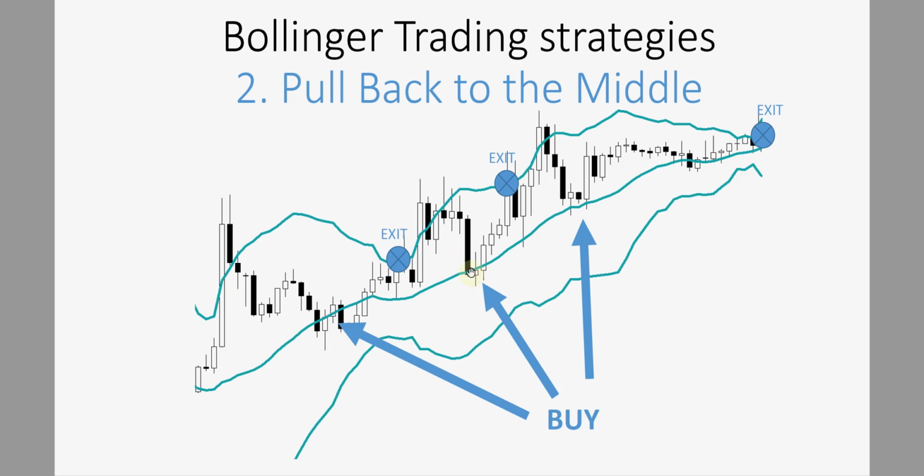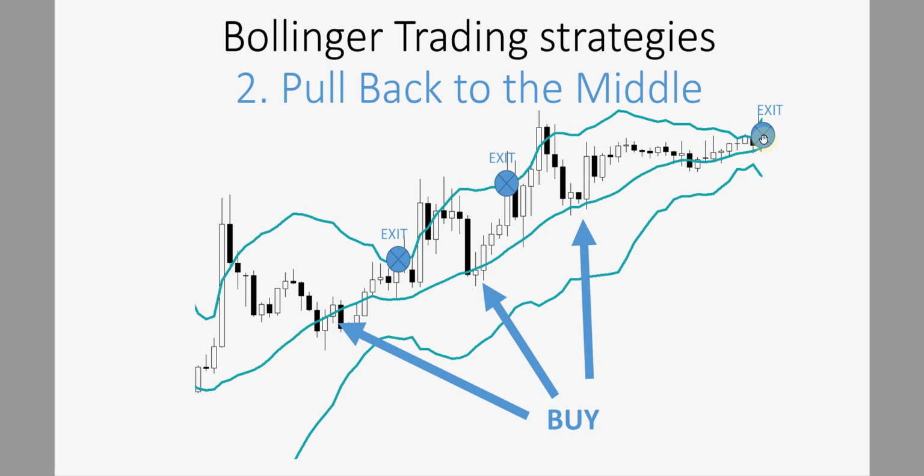Up move, pullback, buy. Up move, pullback, buy. So there are 3 buying opportunities here, 1, 2, 3, and you can exit them at the opposite end of the channel, the upper band.